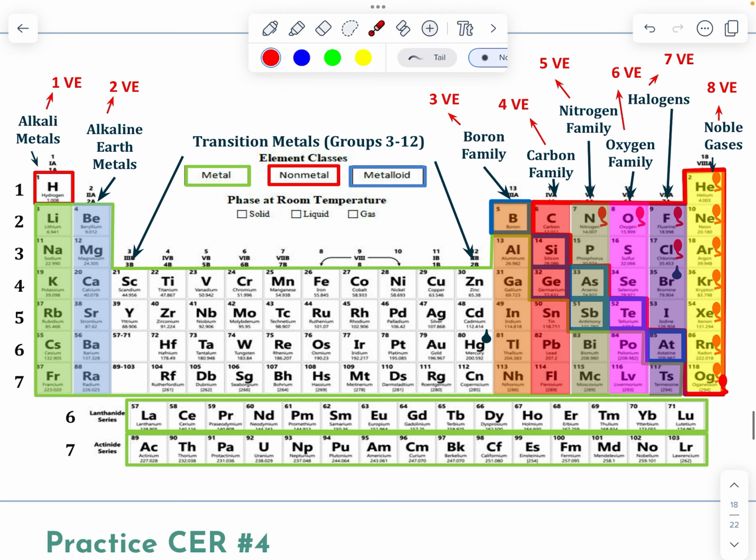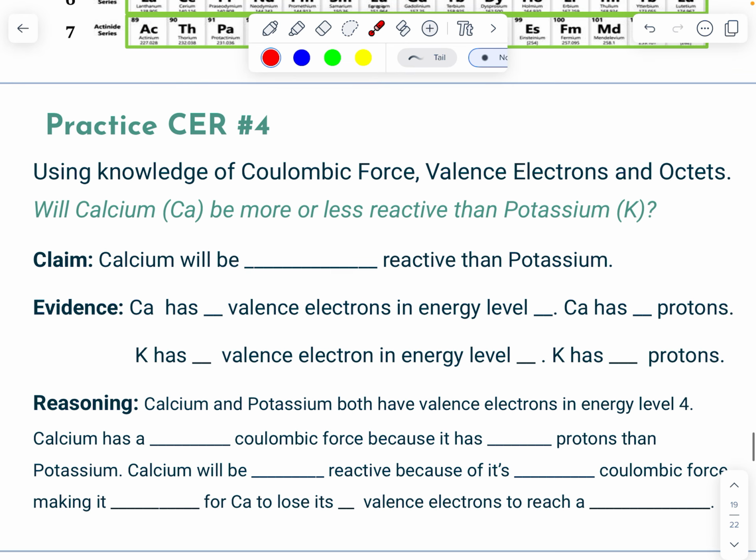All right, so there's a periodic table again. We are going to do a CER together, talking about reactivity and that octet. We'll do one together, and then there's one for you to practice. So using our knowledge of Coulombic force, valence electrons and octets, will calcium be more or less reactive than potassium? So let's look at what we have.